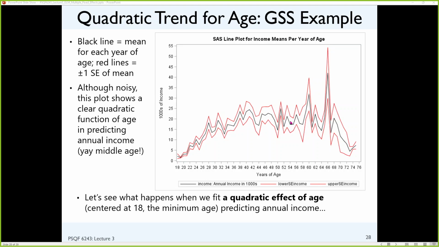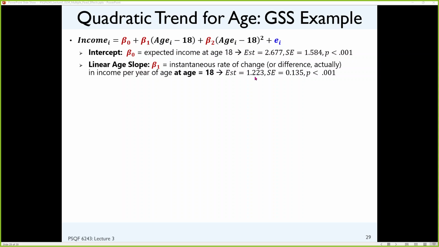So you can kind of picture the slope changing as you go around the curve. It's not specific enough to say the linear slope, because it could be anywhere in here. There's not just one slope. The model implies multiple instantaneous linear slopes all the way through this function. So at age 18, for every additional year of age, they make about $1,200 more, according to the model. The expected inconsistency of that, the standard error, is 0.135.